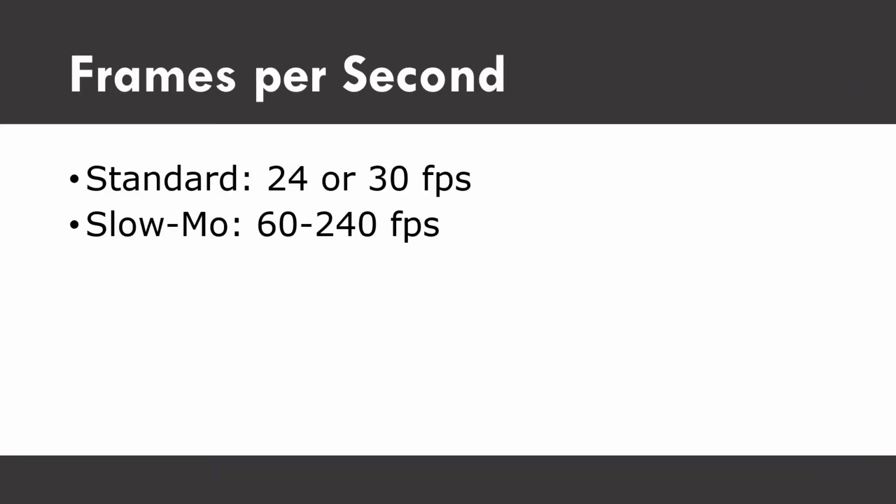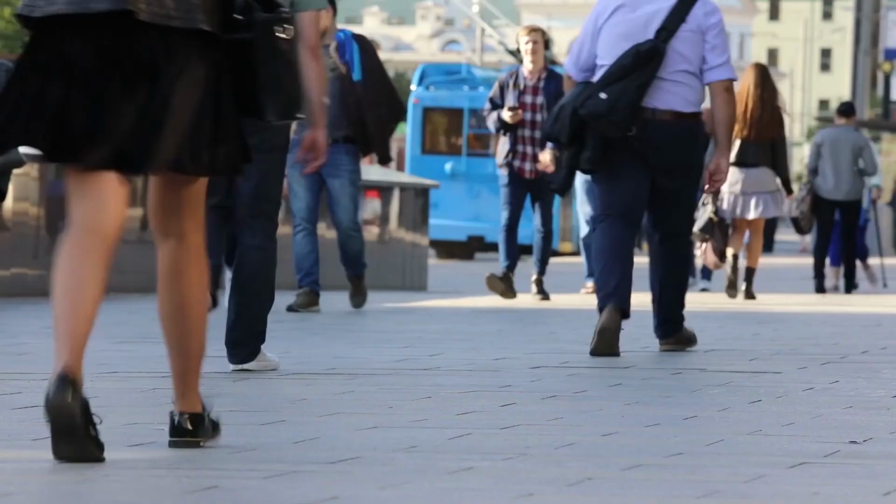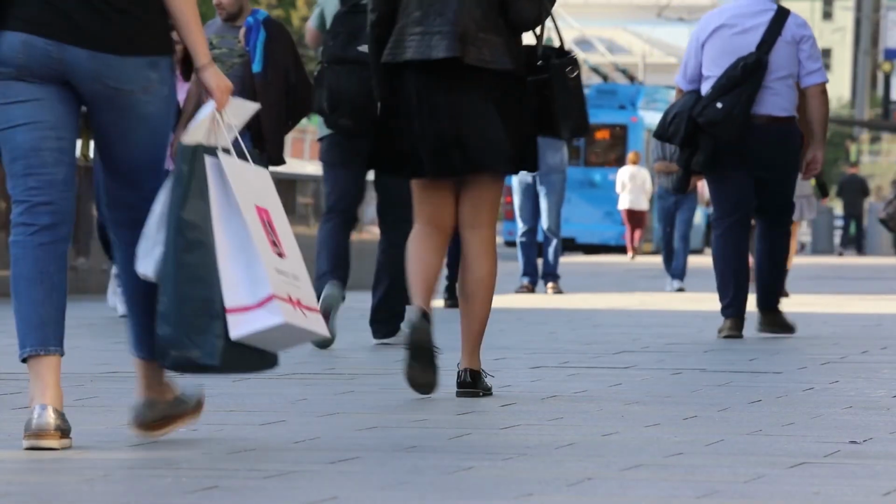The last thing is frames per second, and usually you don't have to worry about this at all. Really, the only time you would need to worry about this is if you ever want to do slow motion and want it to look very smooth. Generally, people shoot at 24 or 30 frames per second. For slow motion, however, you would want to shoot at a much higher rate, 60 to 240 frames per second, for example. Frames per second is how many frames are played back per second.